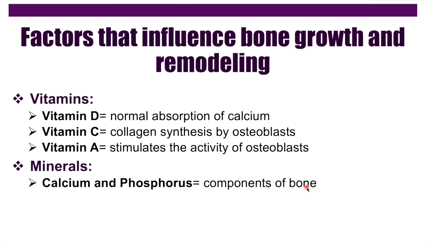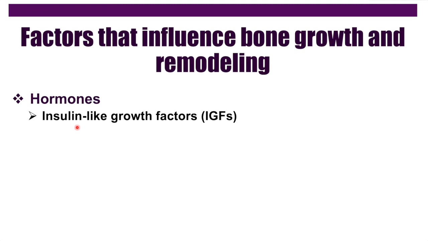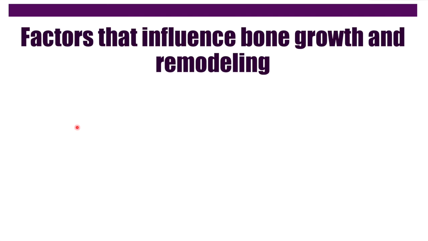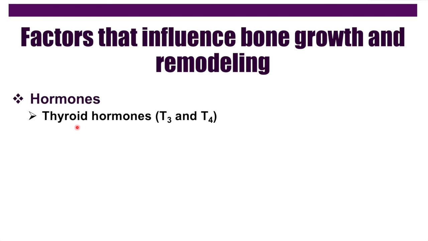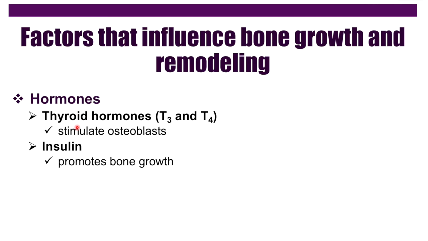Hormones are equally important in bone growth. For instance, insulin-like growth factors, or IGFs, which are produced by the liver and bone tissues, stimulate osteoblasts, promote cell division at the epiphyseal plate and in the periosteum, and enhance synthesis of the proteins needed to build new bone. Thyroid hormones T3 and T4 from the thyroid gland also promote bone growth by stimulating osteoblasts, and insulin from the pancreas promotes bone growth by increasing the synthesis of bone proteins.